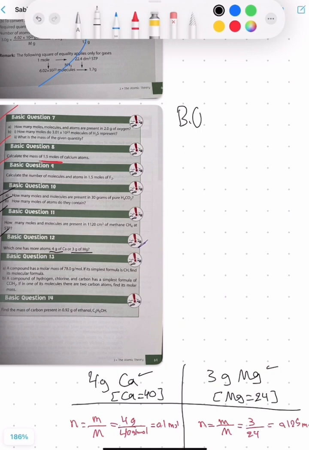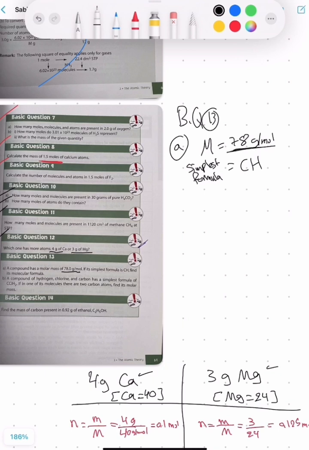Basic question 13a. What do we have? A compound which has a molar mass of 78 gram per mole. Its simplest formula is CH, so we do not know its molecular formula, but we know the molar mass of its molecular formula, which is 78.